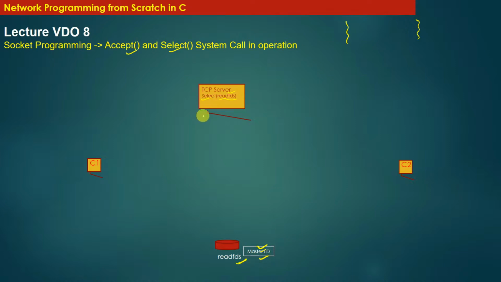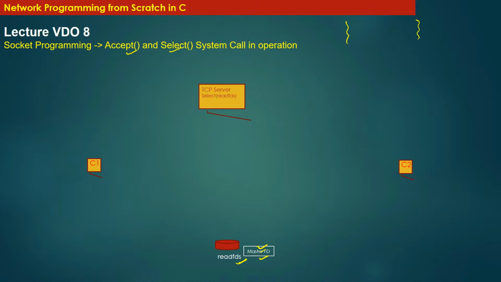Now you can see here that the server has called the select system call. The select system call is called on the read FDS set. Whatever file descriptors are present in the read FDS set, the select system call is monitoring all of them. That is, the select system call is monitoring all those client connections with the server. And as I said, the select system call is a blocking system call. When this is executed, the select system call will block here. That is, the execution of the program flow will block here until the appropriate conditions which unblock the select system call are met.